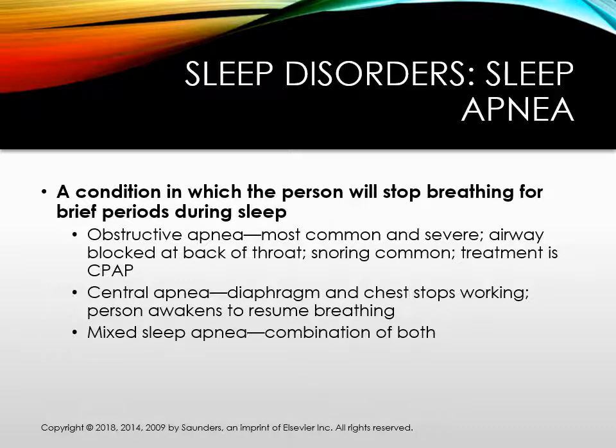Obstructive apnea may be treated by the use of what is called a continuous positive airway pressure device, also known as a CPAP. Central apnea is caused by a failure of the brain to communicate with the respiratory muscles. This results in the cessation of breathing with no observable respiratory effort. Mixed apnea is a combination of both.